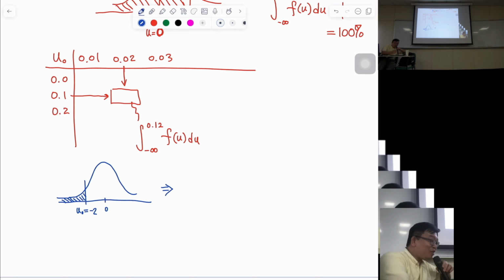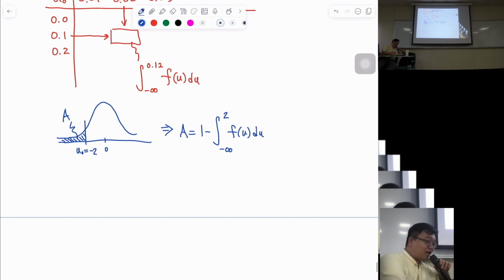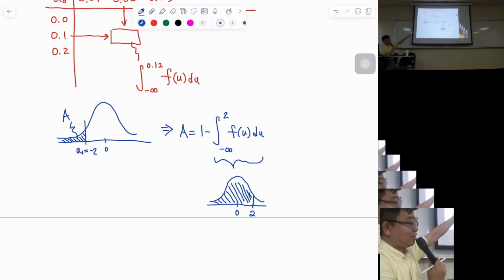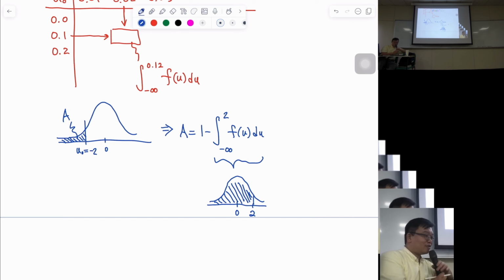Okay. So what you can do is, the area, if I call this A, is gonna equal 1 minus the integral from negative infinity to positive 2. Why? Because when you are doing this, this is 0, here is 2. Right? So whatever is on the right can be determined from the table. So you just need to compute the greater half and use 1 minus the result you have. Okay?